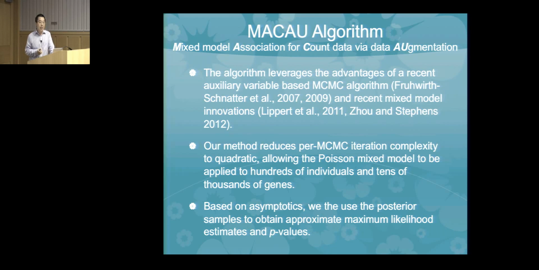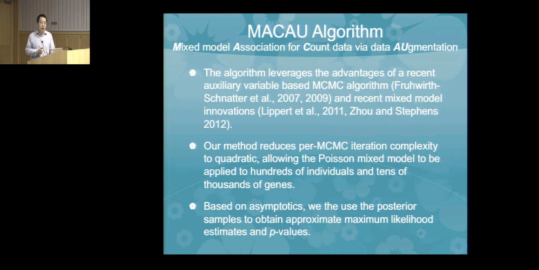One trick is based on a recent auxiliary variable-based MCMC algorithm. Essentially, it develops an auxiliary variable representation of this Poisson model so that you no longer need to sample the count data, but rather sample continuous data. And this makes things relatively easy. I'll get to this point in more detail shortly.